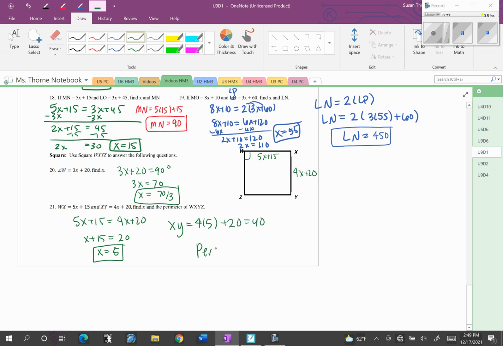So the perimeter is equal to 4, because we have 4 sides, times 40, because that's the side length, which is 160.